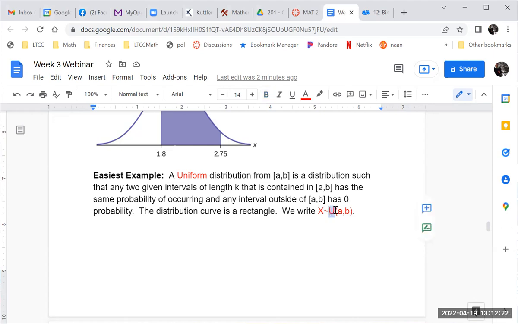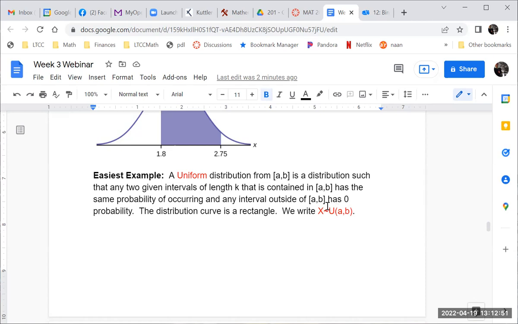This is an easy answer. Uniform? Here's a hint, it's in red. Uniform. U for uniform. Okay. So X tilde U, for uniform, and then you put the low and the high of the full rectangle. Any questions on that?